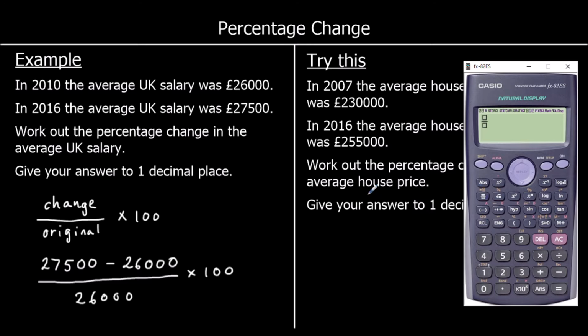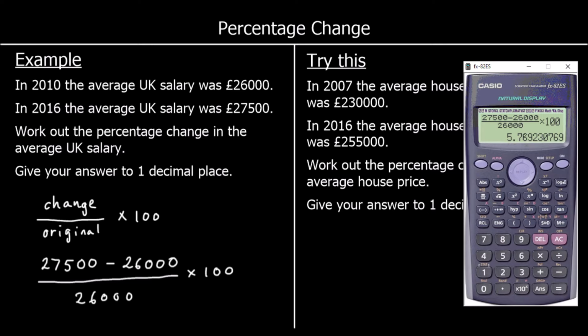So fraction button first, 27,500 take away 26,000 divided by the original, 26,000. So change over original times 100. And I want an answer to one decimal place. I've been given a fraction, so I'm going to press my S to D button. And to one decimal place, well, I've got 5.76.